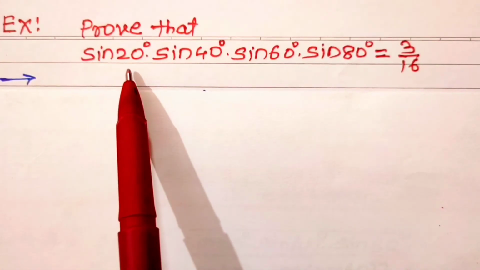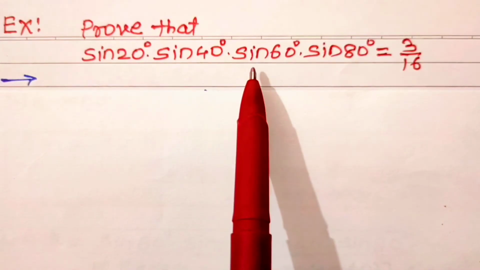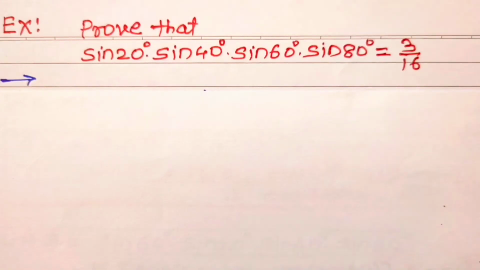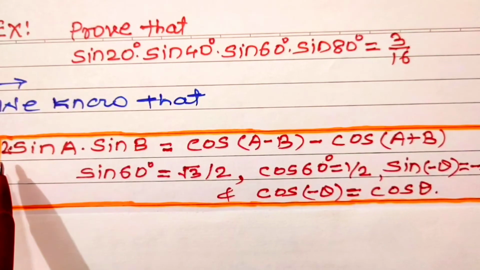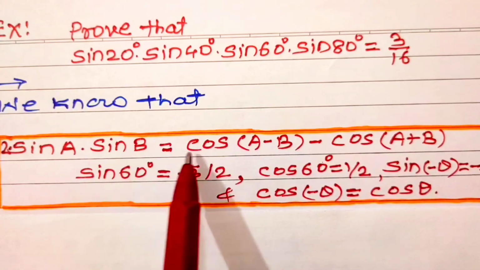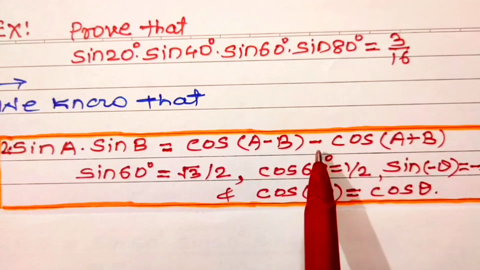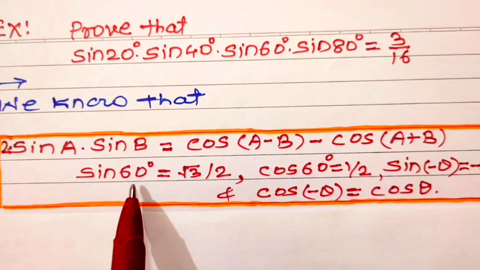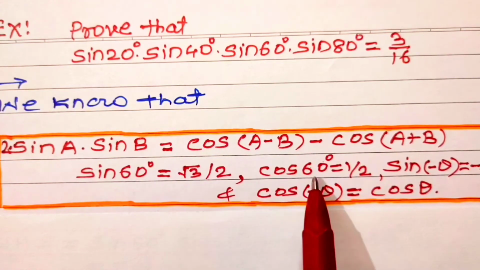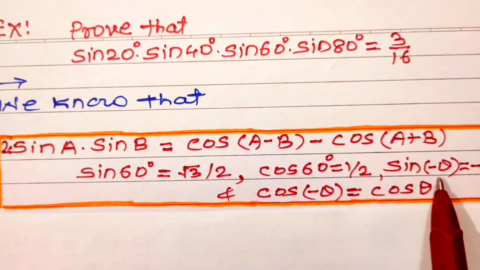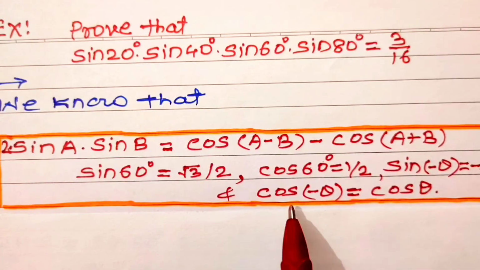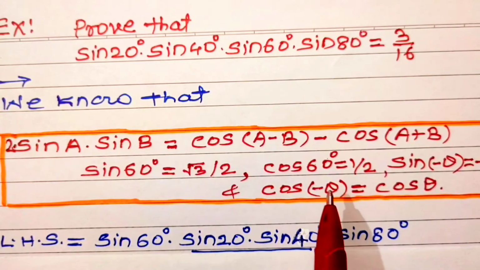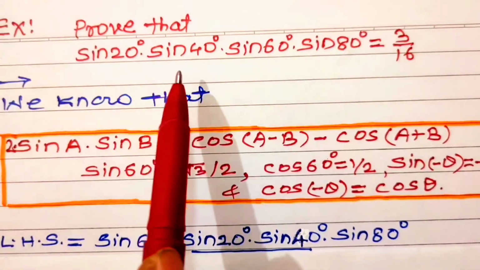Prove that sine of 20 degree into sine of 40 degree into sine of 60 degree into sine of 80 degree is equal to 3 upon 16. To prove this statement, we know that 2 into sine A into sine B is equal to cos of A minus B minus cos of A plus B. Again we know trigonometrical values. Sine of 60 degree is equal to root 3 divided by 2. Cos of 60 degree is equal to half. Sine minus theta is equal to minus sine theta, and cos minus theta is equal to cos theta.